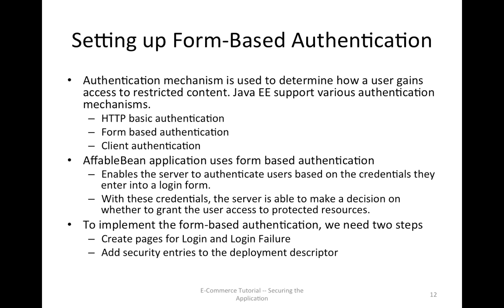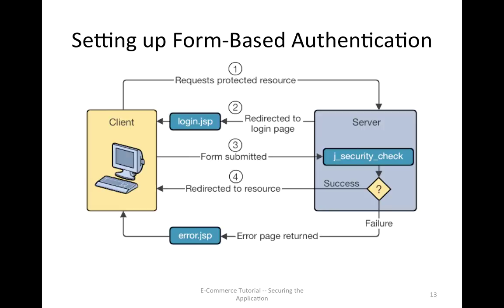Now, if we look at form-based authentication, the process of authentication and authorization is shown in the following picture. There are 4 steps. First, the client sends a request to the server for a protected resource. The server then recognizes that a protected resource has been requested and returns the login page to the client. The client sends the username and password credentials using the provided form. Then the server processes the credentials, and if an authorized user is identified, the protected resource is returned. Otherwise, the error page is returned.